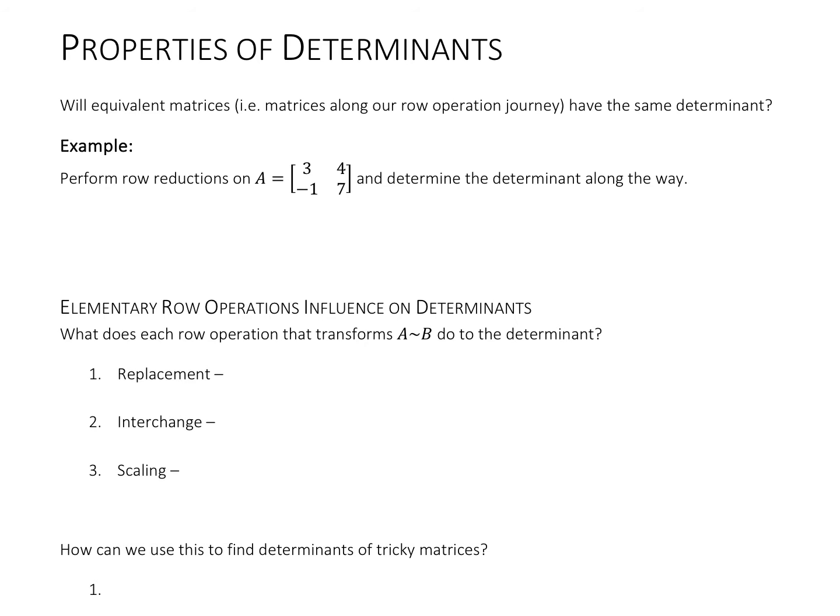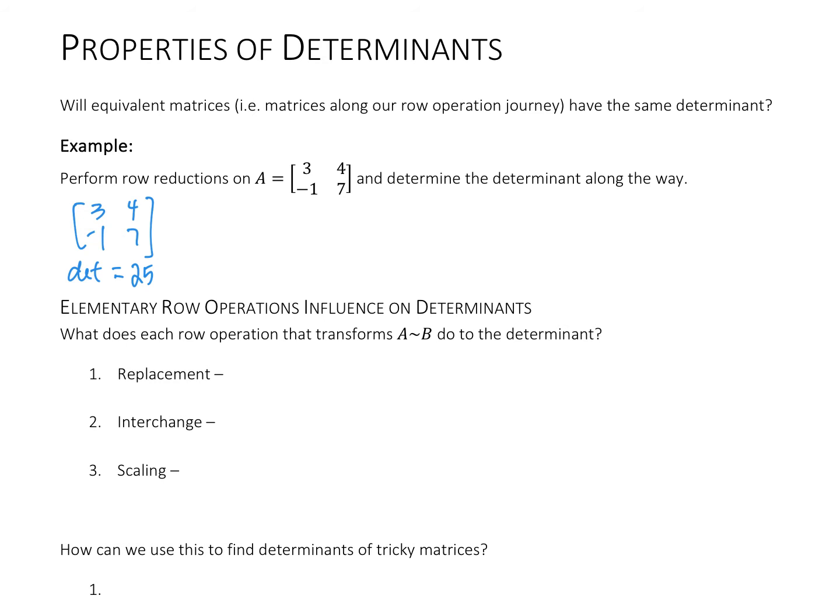So let's try it out. Let's see what happens here. I have the matrix 3, 4, -1, 7, and I want to find its determinant. So the determinant here is equal to 3 times 7 is 21, minus, here, we'll make that clear that it looks like a -1, minus a -4 means plus, so I get a determinant of 25.